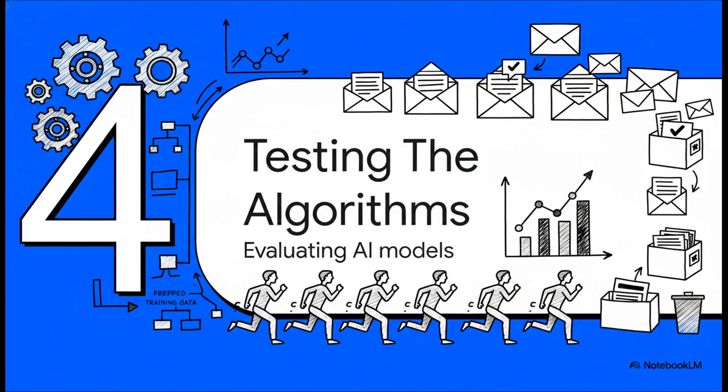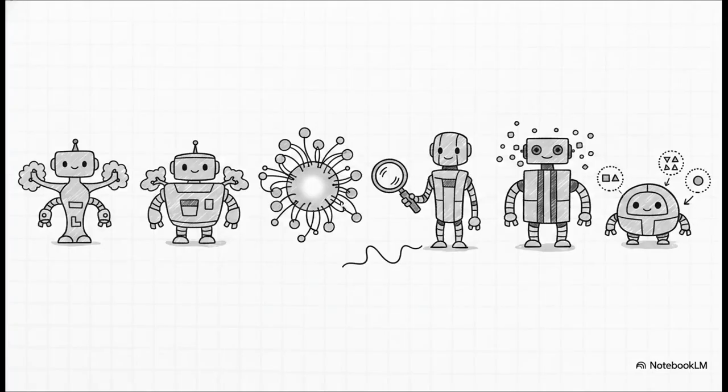With all our clues mapped out, it's time for Section 4, testing the AI algorithms. The researchers didn't just try one single approach here. They basically interviewed 6 different digital assistants for the job. They evaluated a decision tree, a random forest, logistic regression, support vector machines, a neural network, and a k-nearest neighbor algorithm. They fed the exact same historical email data into all 6 of these to see which one could figure out the user's habits the absolute best.